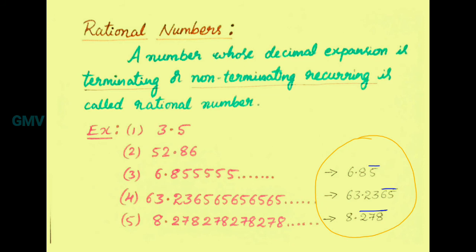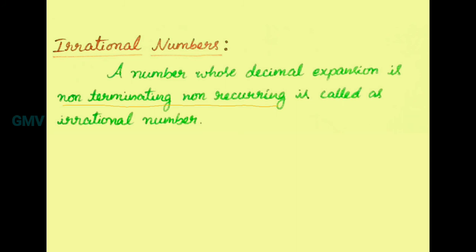Now let us know about irrational numbers. A number whose decimal expansion is non-terminating, non-recurring is called as irrational number. First, know the meaning of the word non-terminating, non-recurring. Non-terminating means not ending. Non-recurring means not repeating. It means a number whose decimal expansion is not ending and not repeating. Then only it is called as an irrational number.